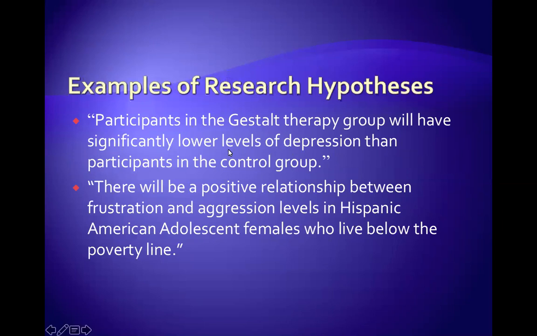So an example of a research hypothesis would be: participants in the Gestalt therapy group will have significantly lower levels of depression than participants in the control group. Or, there will be a positive relationship between frustration and aggression levels in Hispanic American adolescent females who live below the poverty line. So both of these are predictions that Gestalt is going to be better than control, and that there's going to be a relationship between frustration and aggression within the specific group.